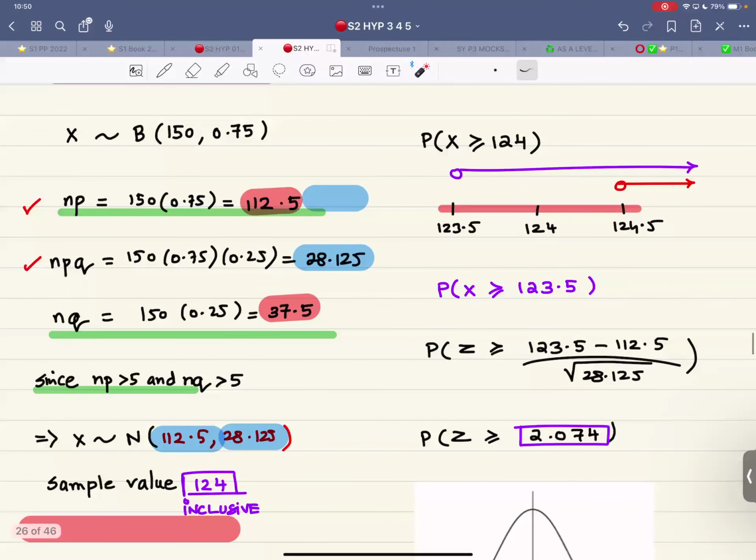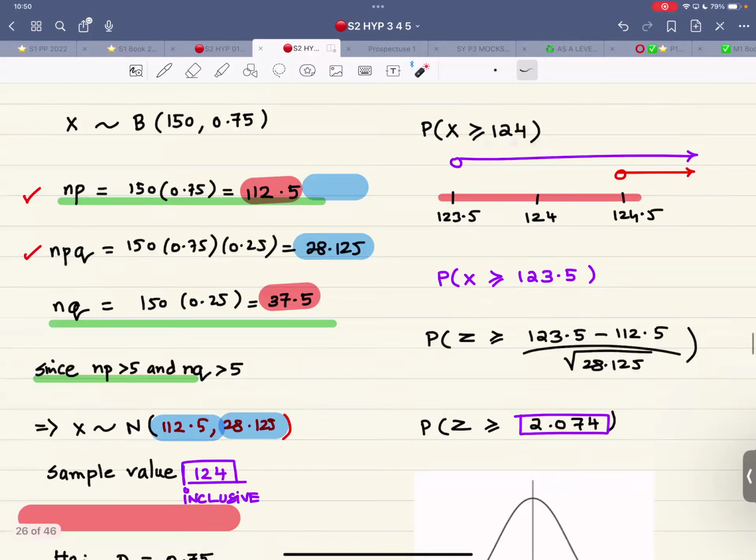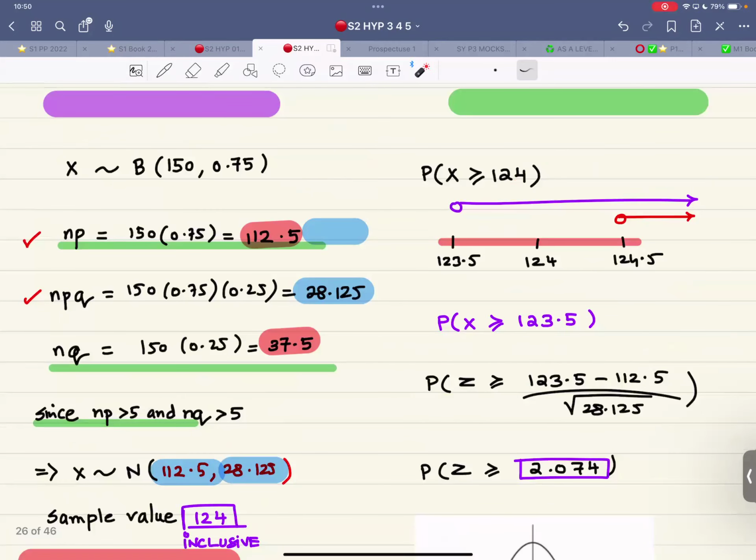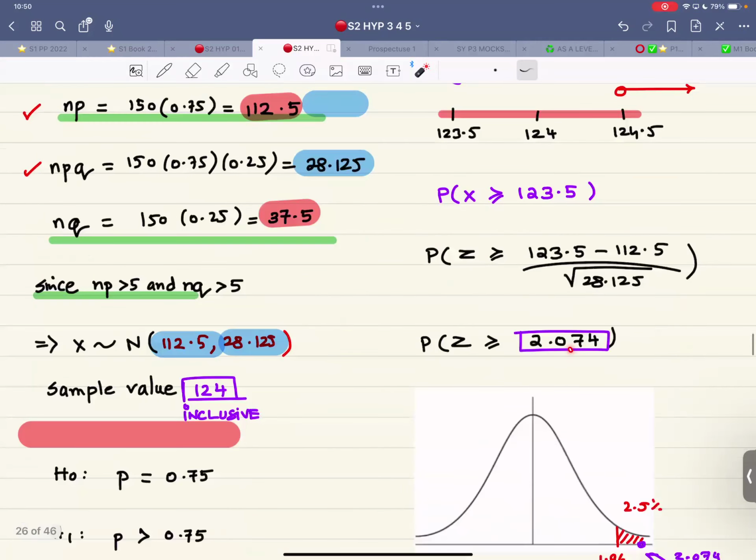Now, one other thing is that you should write this inequality, and then you should do the continuity correction and then calculate the Z value. So now x is greater than or equal to 124. Why? Because it's an upper tail test. Greater than or equal to 124 becomes greater than or equal to 123.5. Then find the Z value.